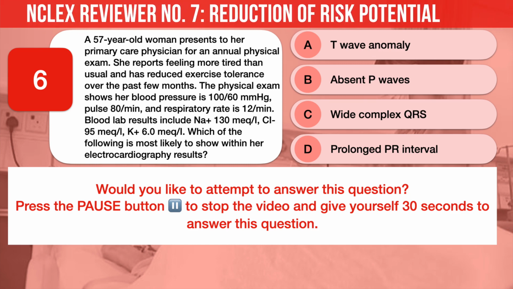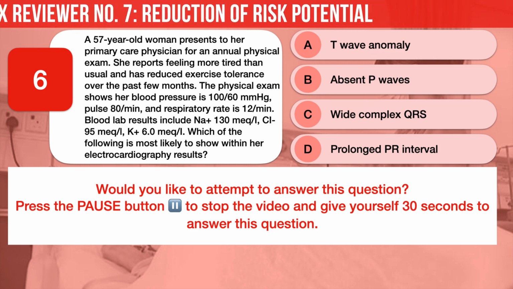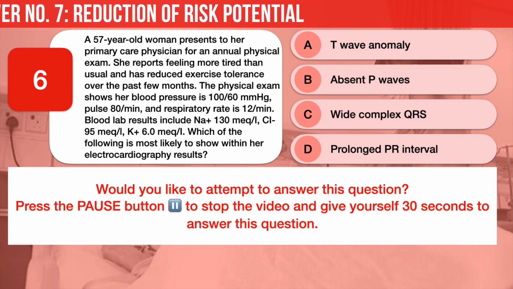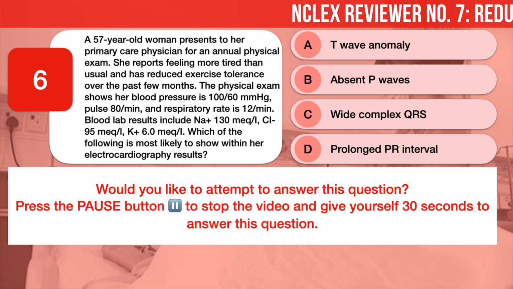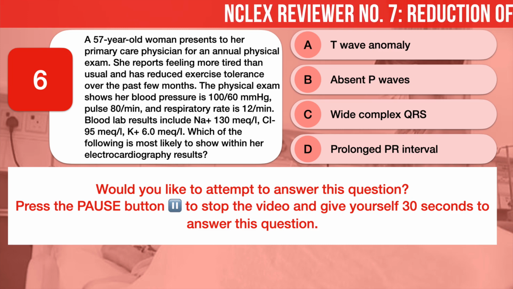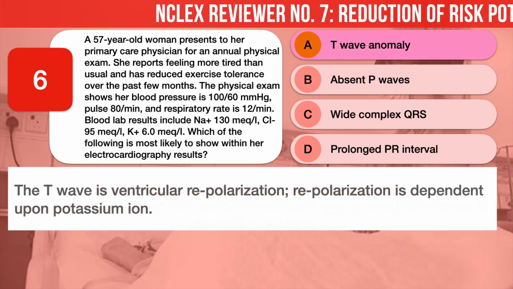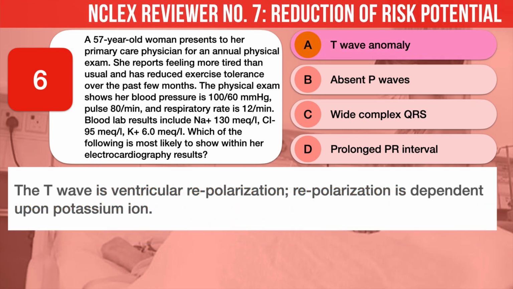Which of the following is most likely to show within her electrocardiography results? A. T-wave anomaly. B. Absent P waves. C. Wide complex QRS. D. Prolonged PR interval. The correct answer is A.